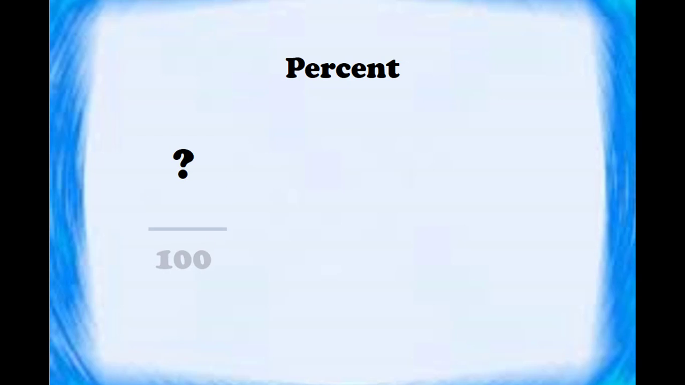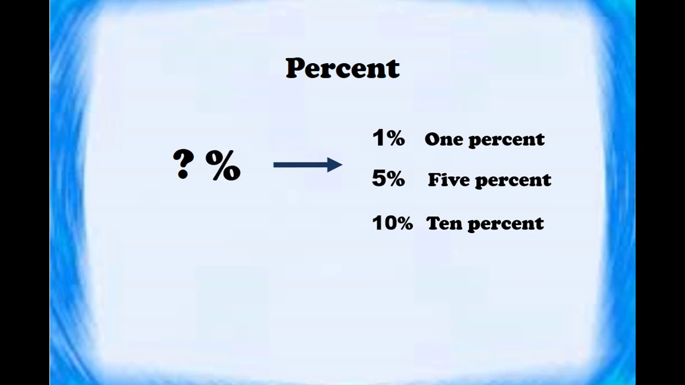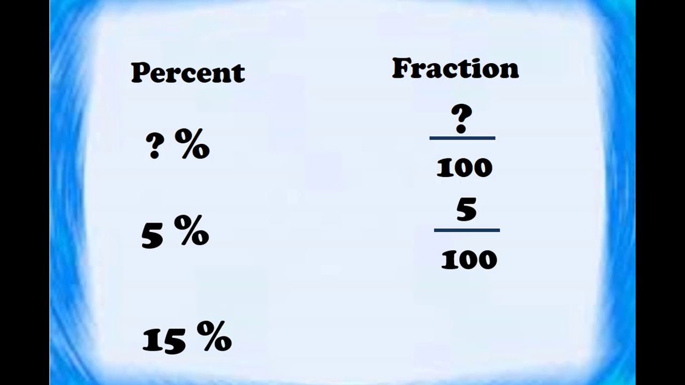So we can replace 100 with a percent symbol. But how are we going to read it when we see it? Here are some examples. 1%, 5%, and 10%. Now we know how to read percent, but how do percent form and fraction form look different? Here is an example. 5% in percent form, and in fraction form it would be 5 over 100. Another example will be 15% in percent form, and in fraction form it will be 15 over 100.